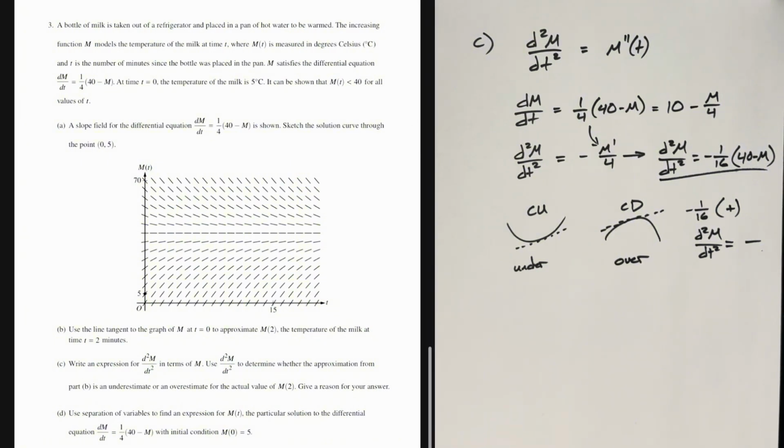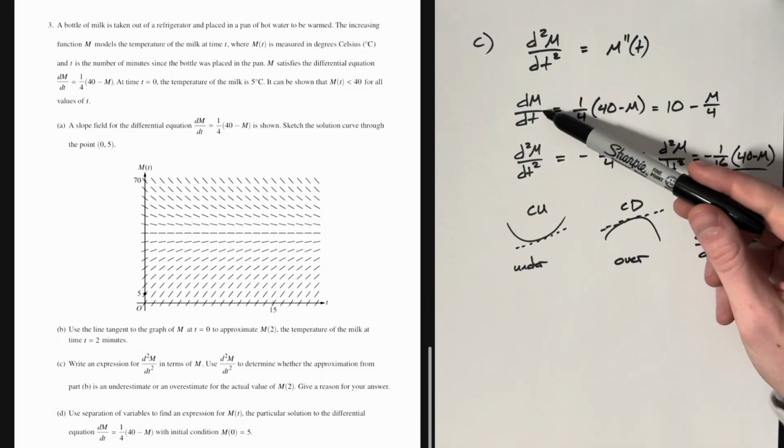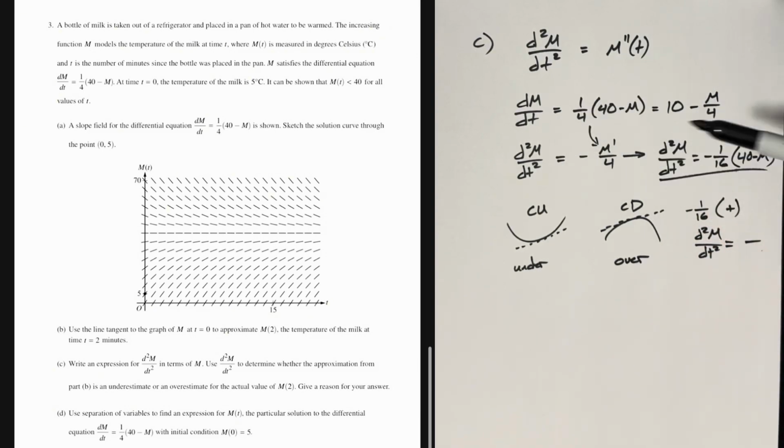Maybe it's 21 degrees Celsius. Maybe it's 20 degrees Celsius. Who knows, right? But this tells us that our approximation was an over approximation. So that is the final answer to part C. This process of taking a derivative of a first derivative to get the second and then plugging back in shows up a lot with implicit derivatives.